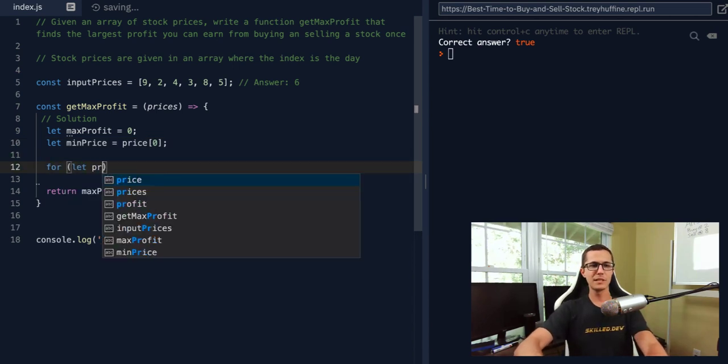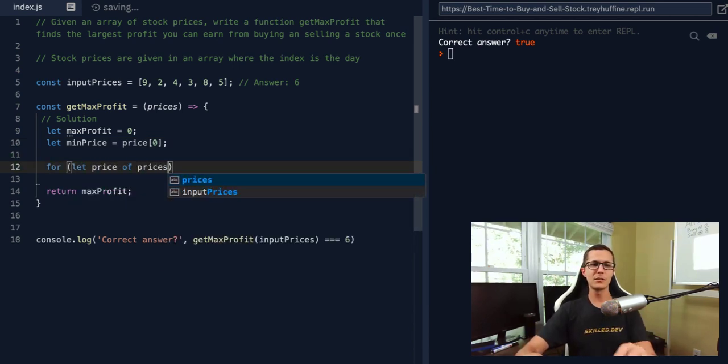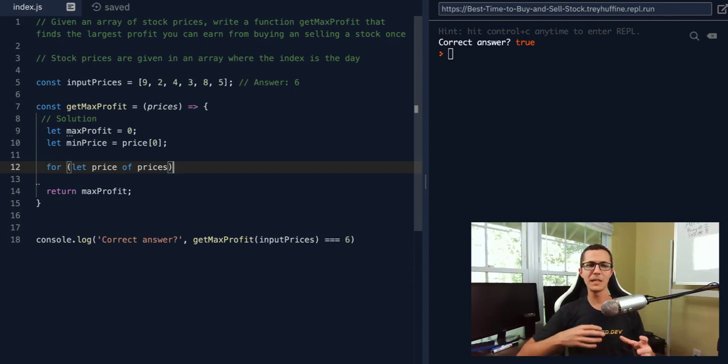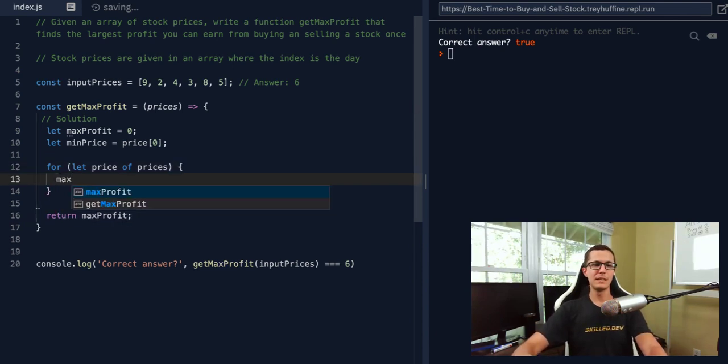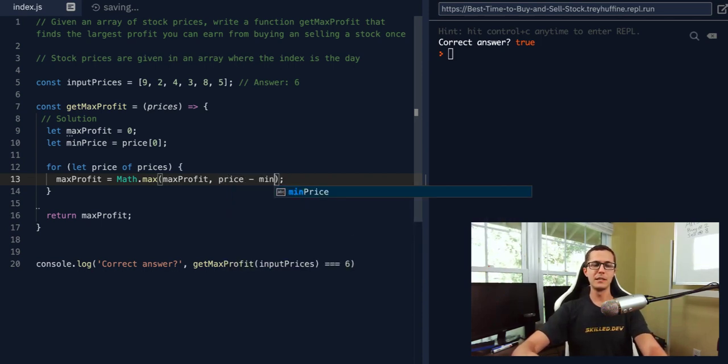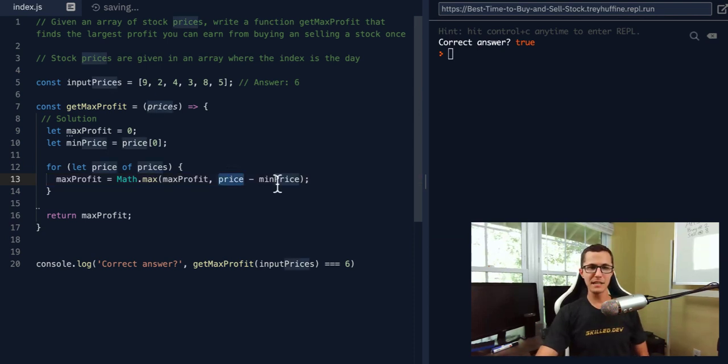And this time we're going to say for price of prices. So we're not doing this nested, we're not comparing indexes. We only know at any given time, we're tracking 2 items. And now our max profit is once again going to be the Math.max of the current max profit, or it's going to be the current price minus the min price. So this is the price on the day. This is the minimum price we'd found before. Our profit is price minus min price.